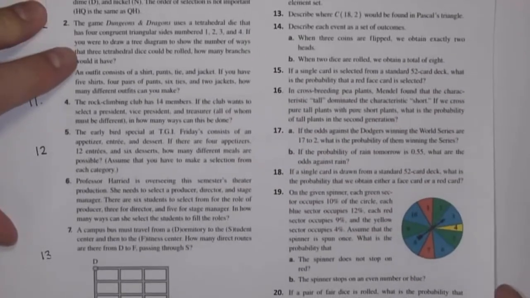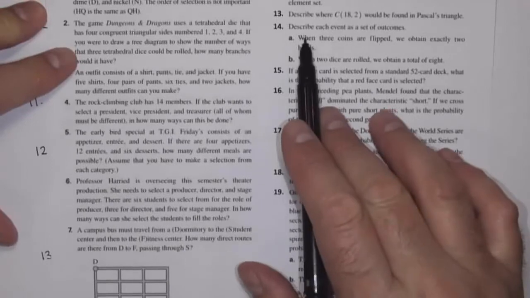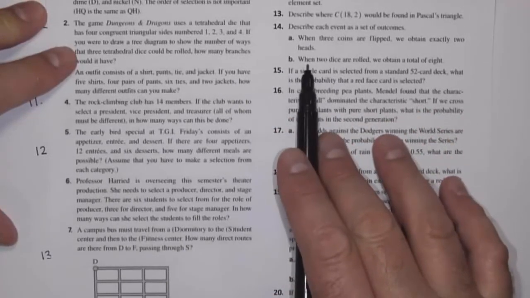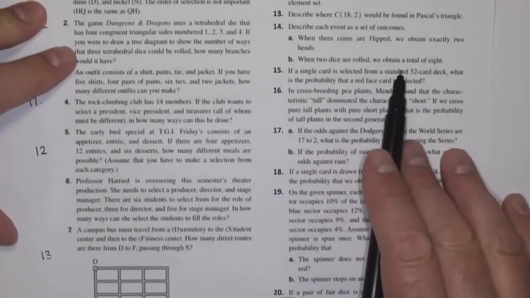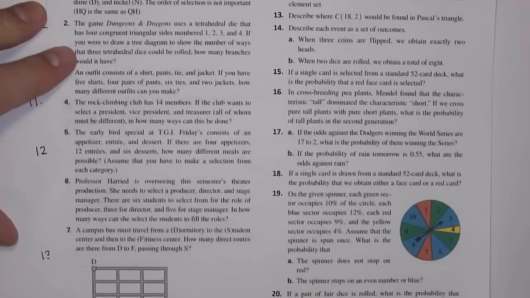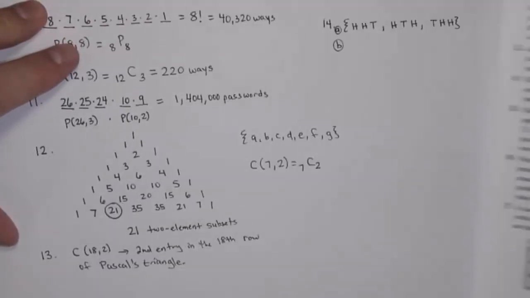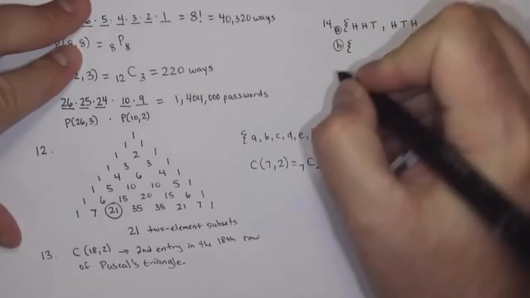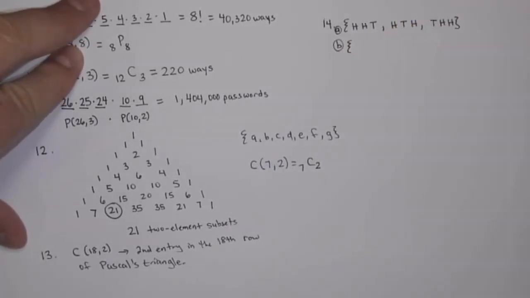So if we look at 14B, again, we're doing the same thing. We're going to list the set of outcomes when 2 dice are rolled and we obtain a total of 8. So we need to think about how we can end up with a total of 8. Well, if one of the dice lands on a 1, then we can't get an 8, because even if the second die is a 6, the sum would be 7, not 8. So if either die lands on 1, you don't get a sum of 8.